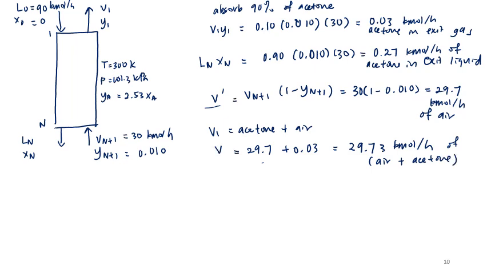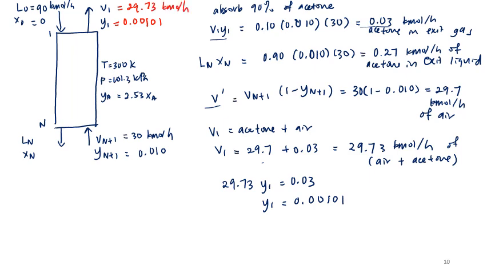So if you know V1 is 29.73 and you know V1 Y1 is 0.03, then you can find Y1. 29.73 Y1 equals 0.03, then Y1 equals 0.00101. So you can write down here Y1 equals 0.00101 and V1 is 29.73 kilomole per hour.